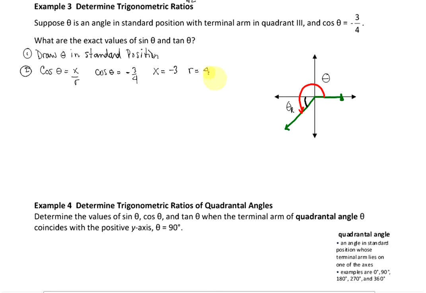Okay, now because we do want to find sine theta and tan theta, and we know that their ratios are y over r and y over x respectively, then we need to find out what y is. So our third step is to determine y. And what we want to do is keep in mind that y is in the third quadrant, which means that it has to have a negative sign.